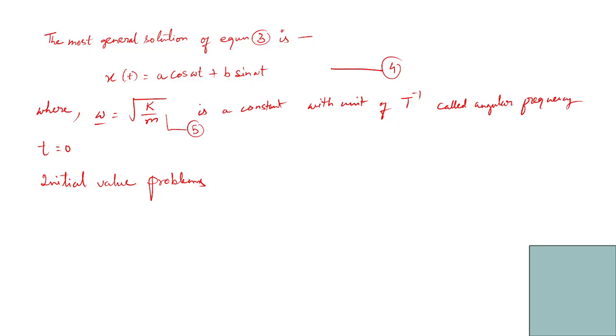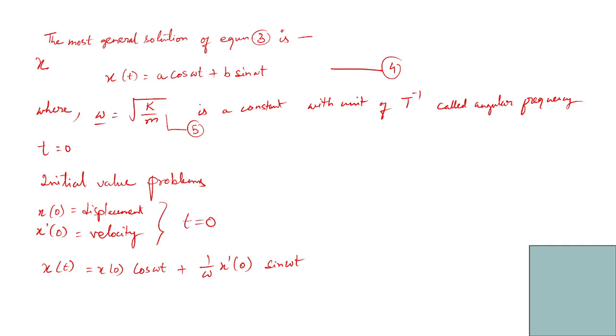So x0 equal to the displacement, and x dash 0 will be the velocity. So equation 4 at t equal to 0, x(t) will look like x0 cos omega t plus 1 by omega x dash 0 sin omega t. These are the forms.